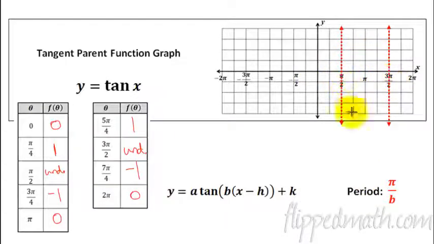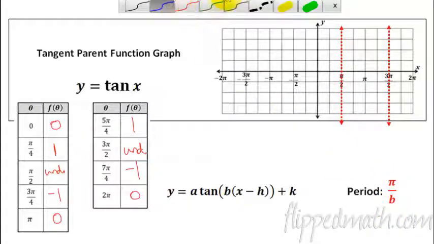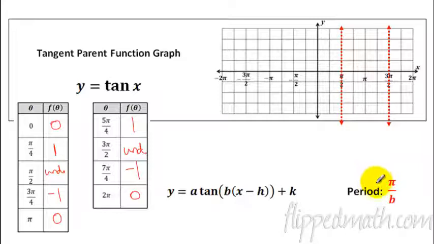The period lasts every pi over b. So this is important to have down in your notes. It is different for the period of tangent. If you remember, for sine and cosine, it was 2 pi over b. For tangent, it is different. Okay, that's a big hint here.